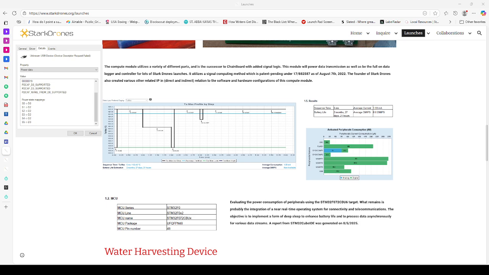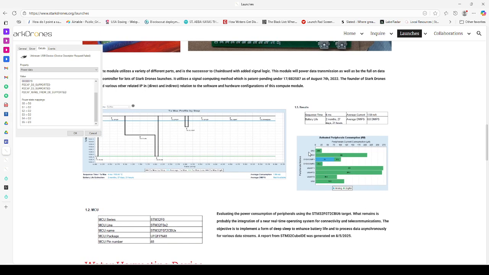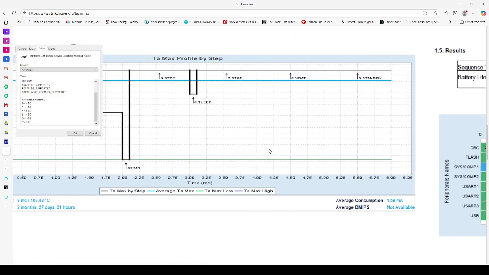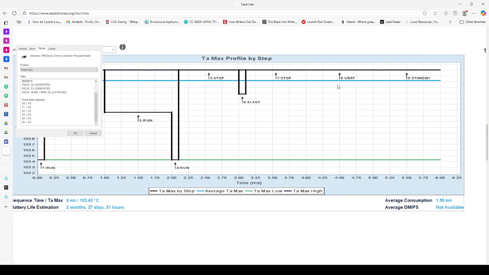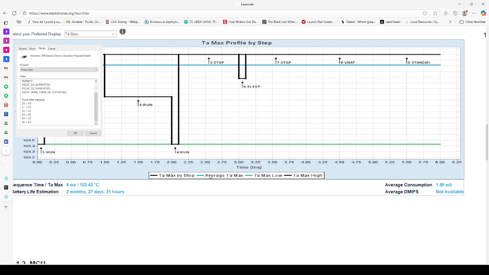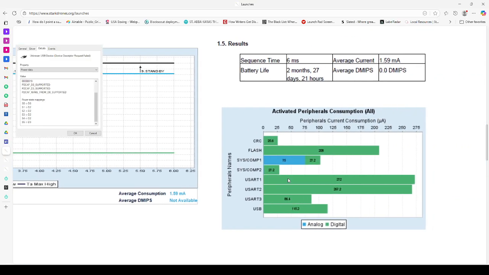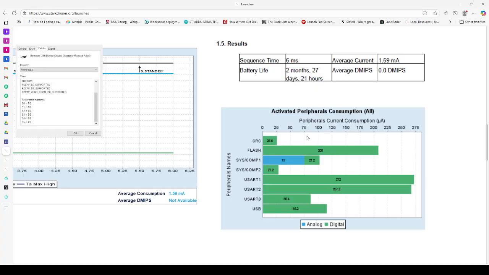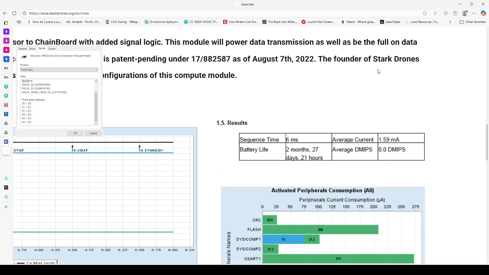But in regards to the actual data in relation to this particular MCU, if you go here, you could zoom in the data and you could actually see, we also do this for VBAT as well. And you could actually see the TA max by step, average TA max low and all that. And then if you look at the activated peripherals consumption, you see the CRC, flash, the system ports, the USART, USB, analog and digital side by side comparison. And then DMIPS, the reason DMIPS is unknown, so it's not actually zero, it's actually unknown.